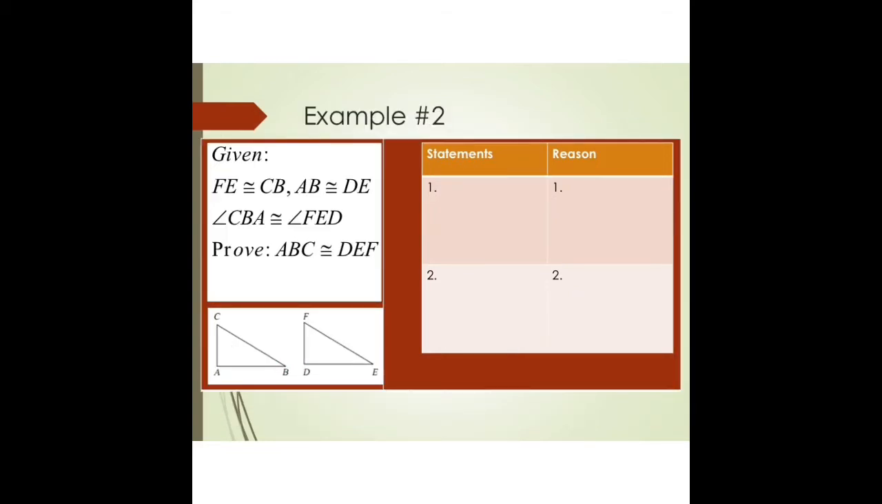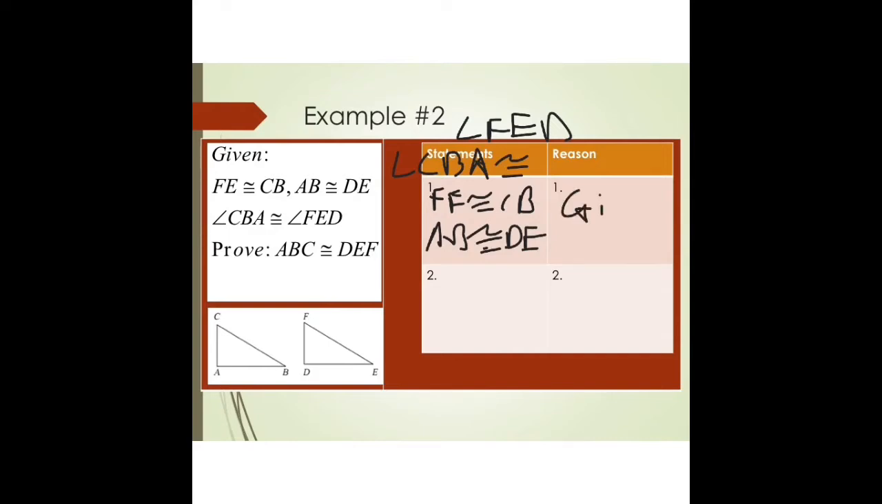Okay, for our second proof, we have a different set of given information. We have FE is congruent to CB, AB is congruent to DE, and angle CBA is congruent to angle FED. So once again, we're going to start by writing down our given information. We know, again, FE is congruent to CB, and then AB is congruent to DE, and I'll write up here again, angle CBA is congruent to angle FED. And once again, our reason is going to be given.